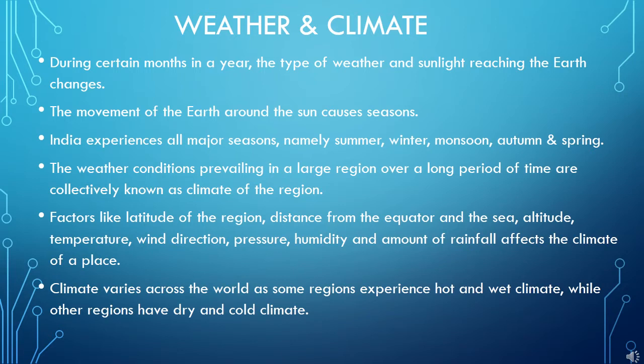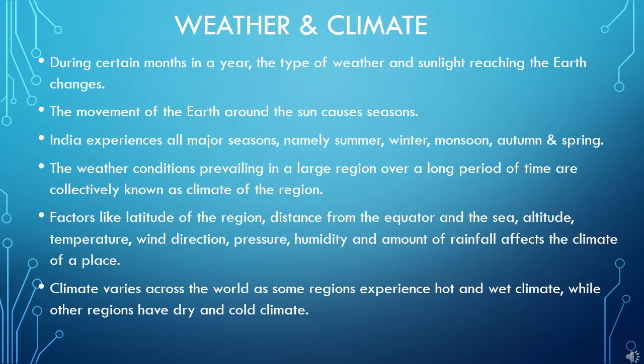And the climate of a place also affects the plants and animals, and even the people, the way people live, have their food, and also their clothing style differs depending upon the climate of a place. They wear clothes accordingly. Now during certain months in a year, the type of weather and sunlight reaching the earth changes. The movement of the earth around the sun causes seasons as we studied in the previous chapter. And India experiences seasons like summer, winter, monsoon, autumn and spring, also that we studied in the previous chapter.